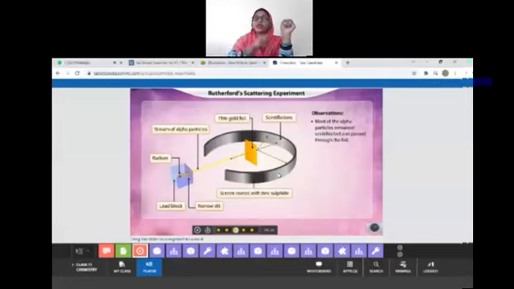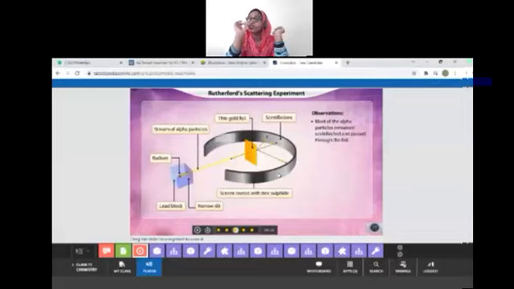The second observation was that a few particles, when passing through the gold foil, were deflected by small angles. Most of the radiation passed through the gold foil without any deviation.